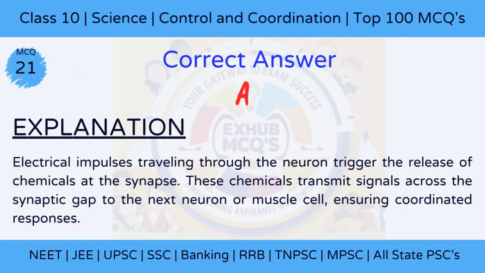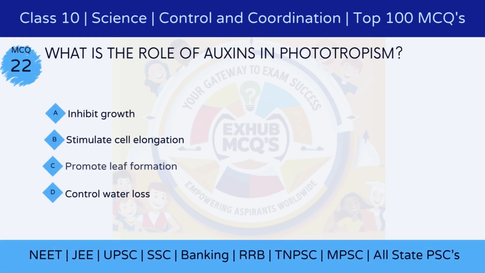The correct answer is option A, electrical impulses. Explanation: electrical impulses traveling through the neuron trigger the release of chemicals at the synapse. These chemicals transmit signals across the synaptic gap to the next neuron or muscle cell, ensuring coordinated responses. MCQ 22. What is the role of auxins in phototropism?